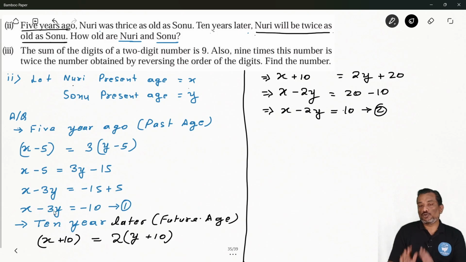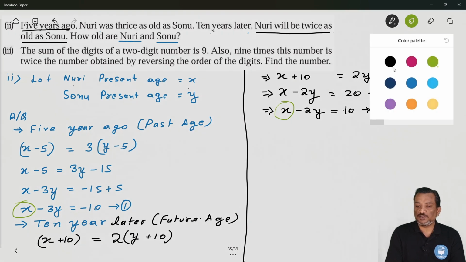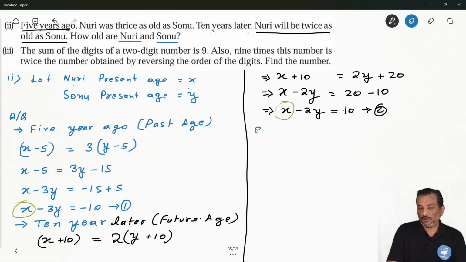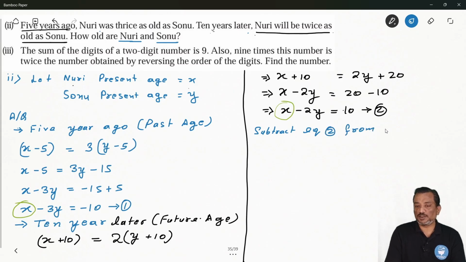ठीक है. अब देखो दोनों इक्वेशन मिल गए. आपके फर्स्ट इक्वेशन x minus 3y is equal to minus 10, सेकेंड इक्वेशन x minus 2y is equal to 10. ठीक है. अब हमें क्या करना है, इलिमिनेशन मेथड यूज करना है. तो फिर अगेन आपका आता है कि लेट वी विल से यहाँ पे x की कोफिशिएंट क्या है, दोनों में सेम है. तो डायरेक्टली हम ज्यादा कुछ यूज नहीं करेंगे, हम बोलेंगे सब्ट्रैक्ट इक्वेशन 2 फ्रॉम 1. आप चाहे तो इक्वेशन 1 भी लिख सकते हो.